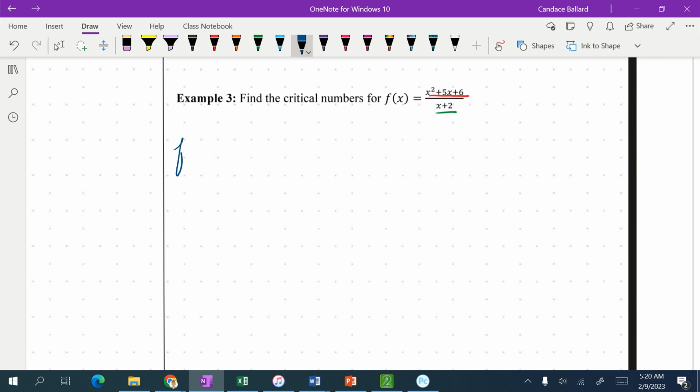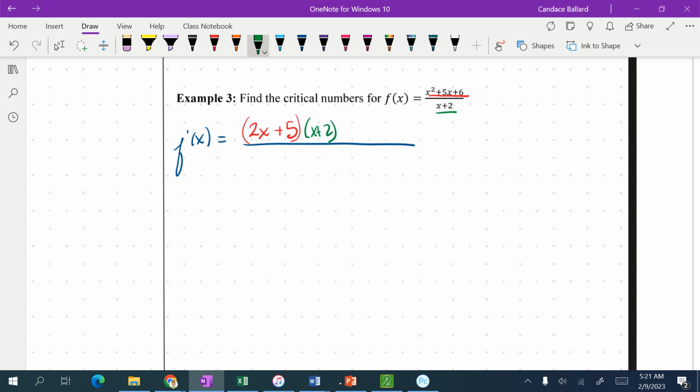So we're going to take our derivative, f prime of x equals the derivative of the red on top. So the derivative of x squared is 2x. Derivative of 5x is 5. And then derivative of 6 is 0. Put some parentheses around that. Keep the green the way it is.